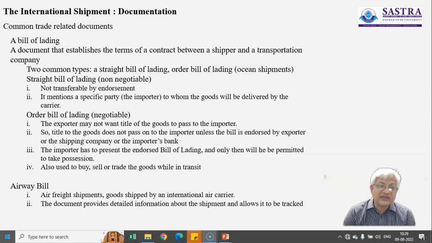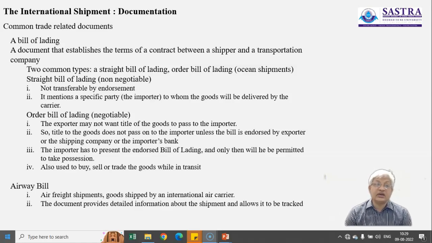It is also used to buy, sell or trade the goods while in transit. That means it can be given to somebody else. Well, the buyer who originally contracted the goods may be in a situation where he says, sorry, I am in trouble, I can't make the payment. The bill of lading can then be given to another buyer who is willing to take the goods.